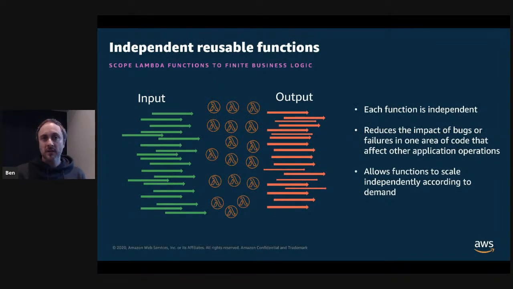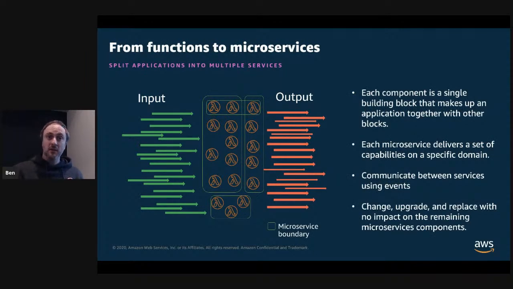By recursively applying this process to your Lambda function, you'll ultimately end up with lots of Lambda functions that are independent and reusable. This reduces the impact of bugs or failures in one area of code affecting other application operations, and it allows each function to scale independently according to its individual demand. What you can then do is create microservices around these functions. Each microservice becomes a building block that, when combined with other blocks, makes up your application. And each microservice should deliver a well-defined set of capabilities around a specific domain.